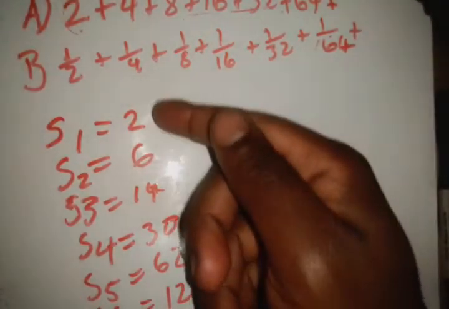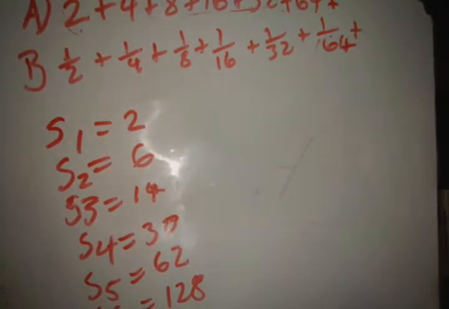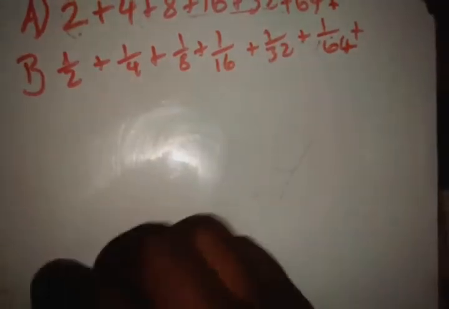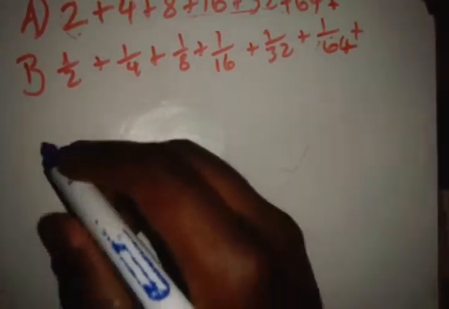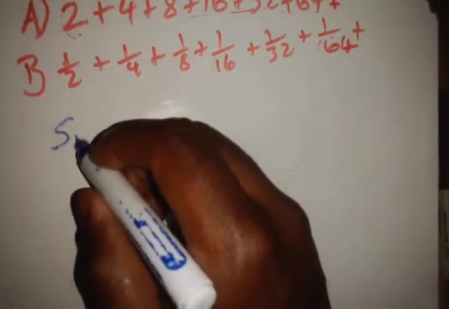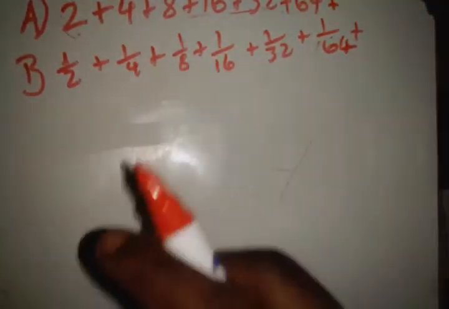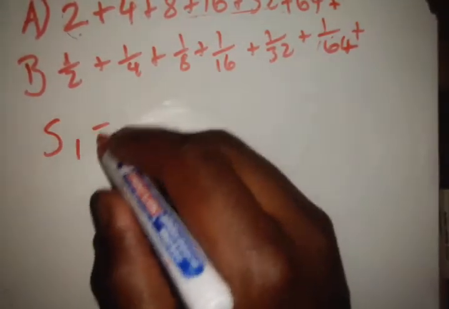So here, this is diverging. Why does it diverge? It has no certain limit. It keeps on getting bigger. There's no boundary. It just keeps getting bigger with no restrictions. So let's check series B. So the sum of one term, okay, let me just use the other one. Okay, so the sum of one term is just half.